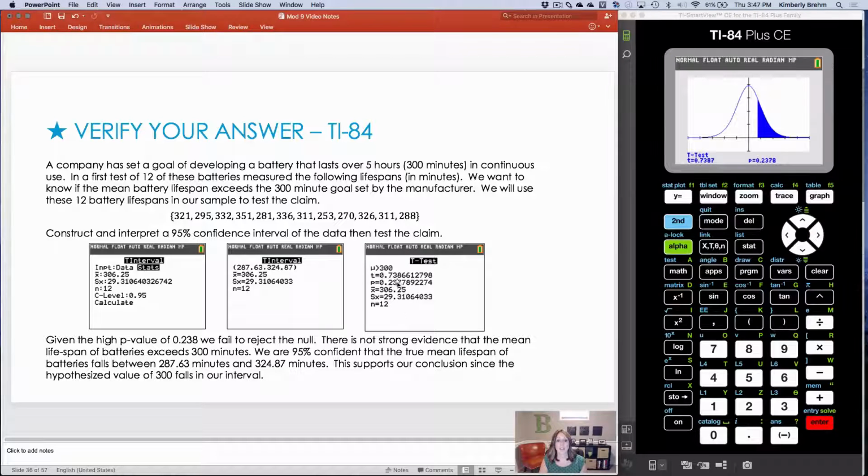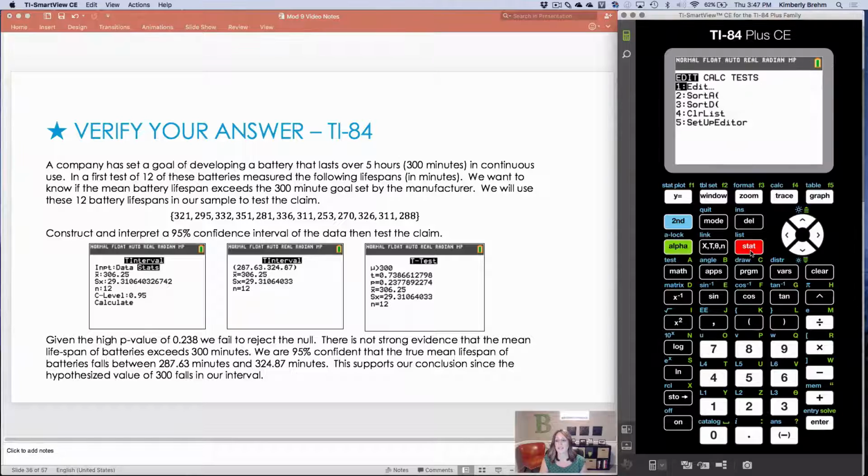So notice here on my example, I chose calculate, and notice I found the p-value of 0.2378. Here I went ahead and clicked draw because I wanted you to see what that picture would look like. This is the area that we're finding, the area to the right of our test statistic. And then of course if I wanted to do the same but for the interval, then I'm going to go to Stat, Tests, and 8, which is our T-interval. I'm using data that's in L2, my frequency of 1, and my confidence level of 0.95. And then I'm going to calculate. And notice I get the T-interval 287.63, 324.87, and this was the same conclusion we had written before, so obviously this matches up.